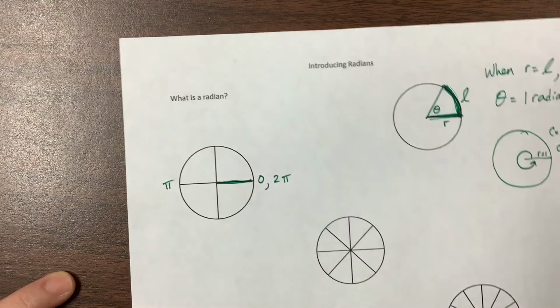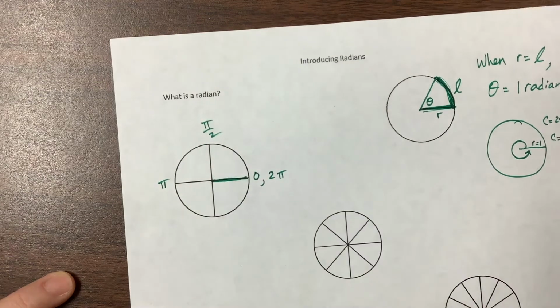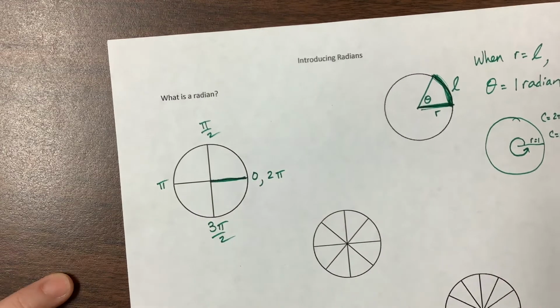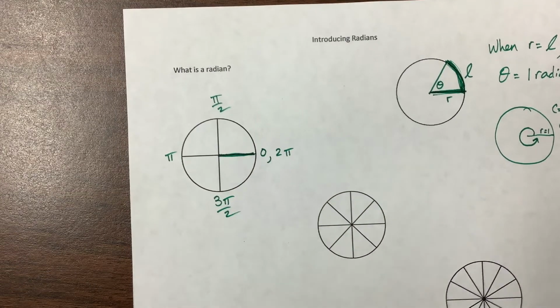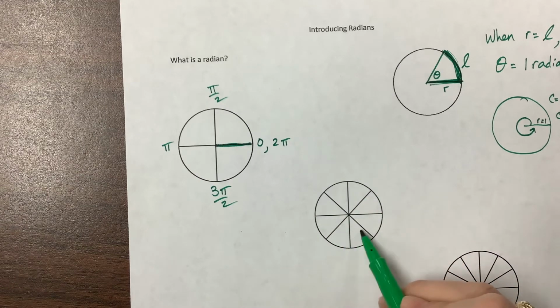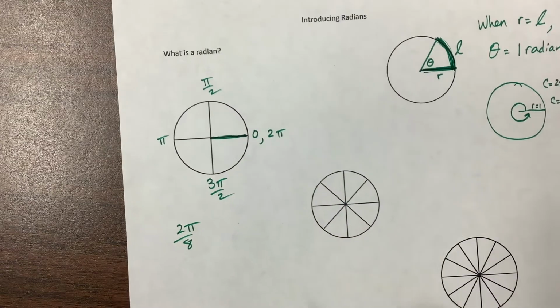So half of that is pi over 2. I lied. Half of that is pi. Half of that is pi over 2. So it's 1 pi over 2, 2 pi over 2, 3 pi over 2, 4 pi over 2. And those are the radians going around the circle. On this one, notice I took 1, 2, 3, 4, 5, 6, 7, 8. I divided the circle. I divided that 2 pi by 8.